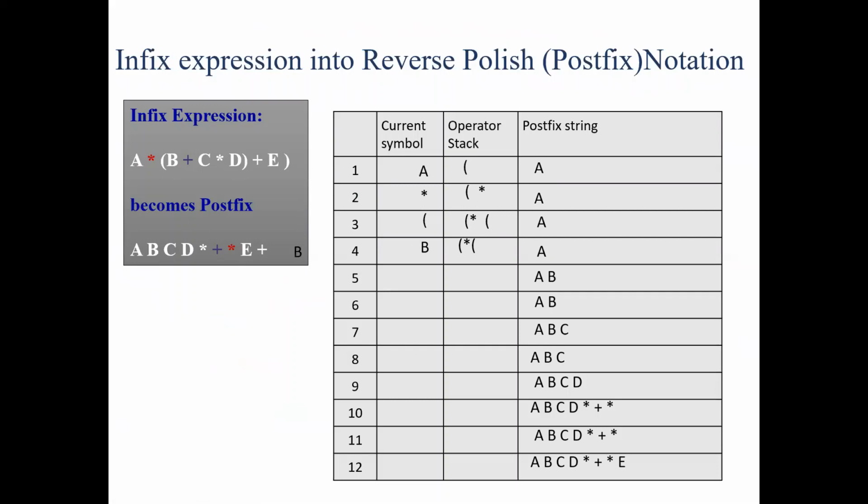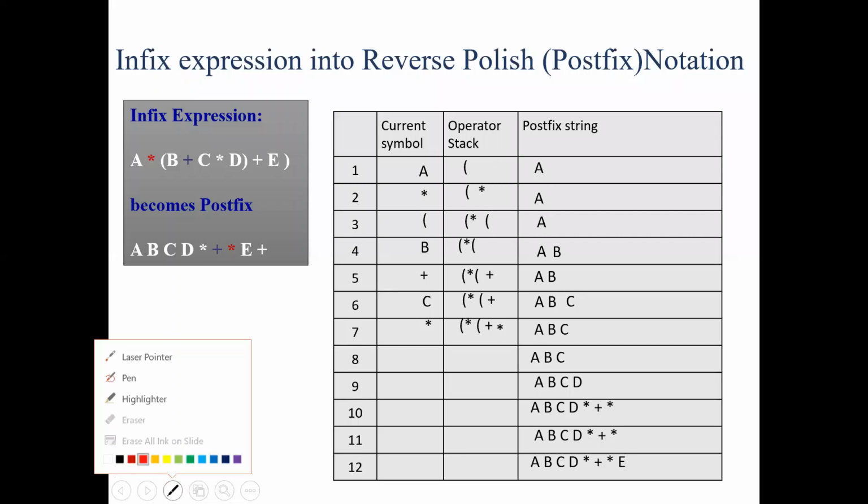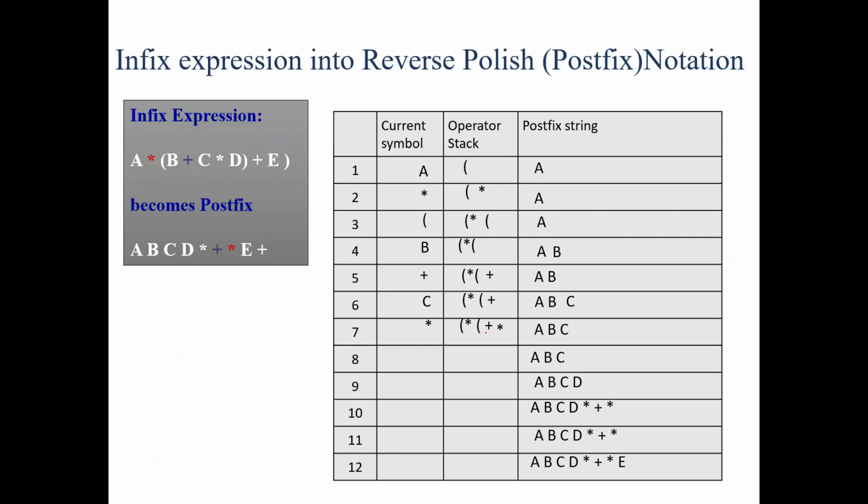When you scan a multiplication, like here the operator is multiplication, you see that on top of the stack we have addition and the incoming operator is a multiplication. The multiplication operator has higher precedence, so we will just push it onto the stack. Now, what is the next symbol scanned? The next symbol is an operand, so we just print it onto the display. Up till now we had ABC, and now D also came.